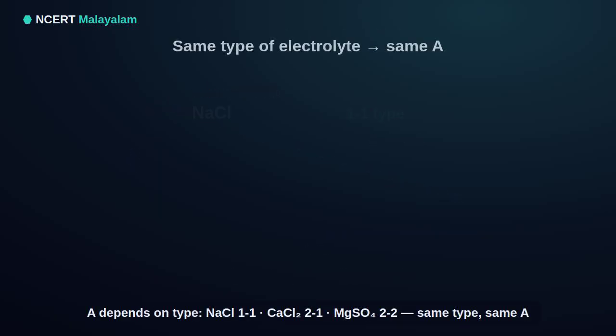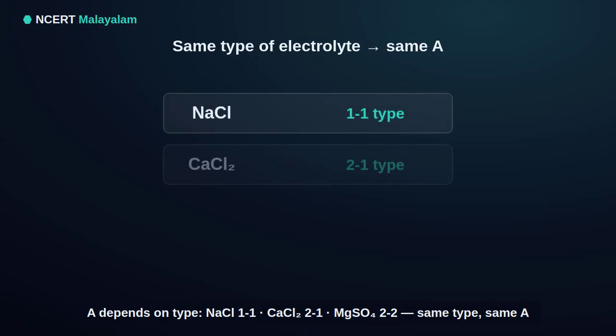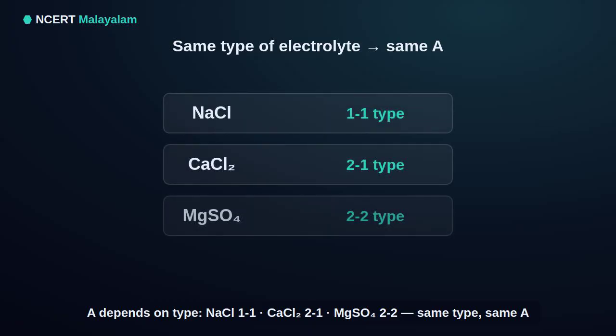This constant A depends on the type of electrolyte, that is, on the charges of the ions. Sodium chloride is a 1,1 type. Calcium chloride is a 2,1 type. Magnesium sulfate is a 2,2 type. All electrolytes of the same type have the same A.